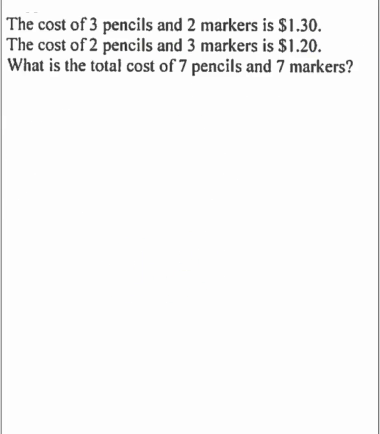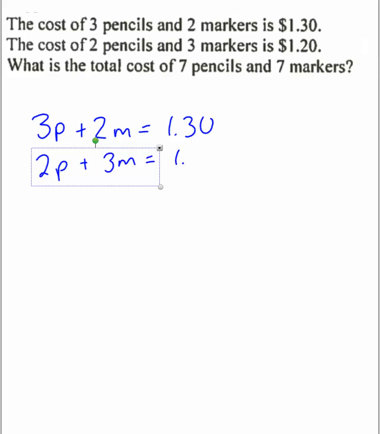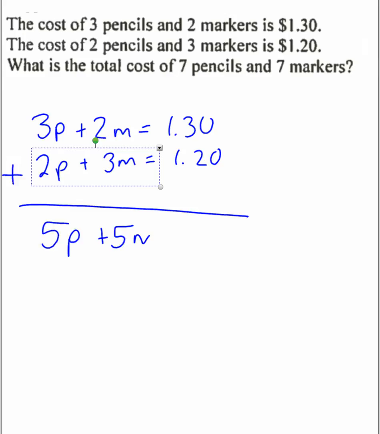This next one here, 3 pencils and 2 markers is $1.30, and 2 pencils and 3 markers is $1.20. Now what I want you to think about is if you just put these all into one big basket, you will get 5 pens and 5 markers if I put these together. If I put them together, then this will equal $2.50.